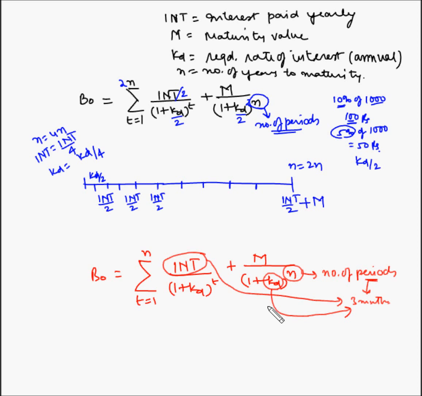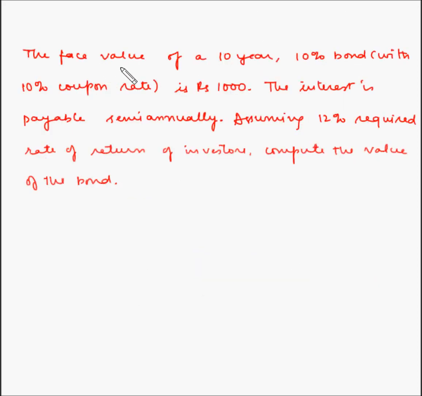Let us take an example to understand this concept better. The face value of a 10-year 10% bond, that is with a 10% coupon rate, is rupees 1000. The interest is payable semi-annually. Assuming a 12% required rate of return of investors, compute the value of the bond.